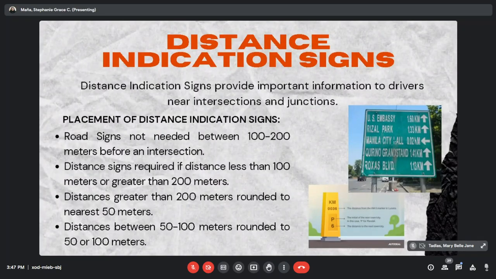And kilometer markers are essential distance indicators found on roads and highways worldwide. They provide numerical information about the distance traveled or remaining to a specific destination. These markers play a vital role in navigation, emergency response, and road maintenance. So next slide, please.